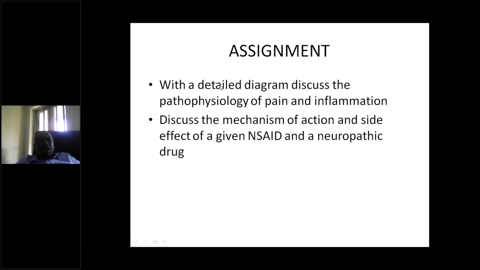So you're going to use a diagram, then discuss the pathophysiology of pain from the initiation to the communication and so on. Your number 2 assignment is to discuss the mechanism of action and side effects of a given NSAID. NSAID is non-steroidal anti-inflammatory drug. So choose one NSAID and discuss. Then choose a neuropathic drug and discuss.